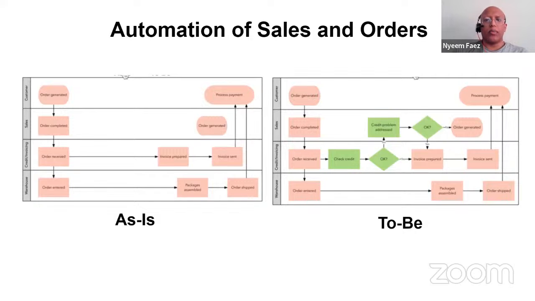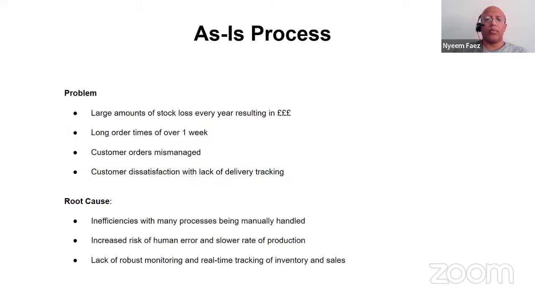I'll take you through a short example for maybe a small process such as sales and orders. How might you optimize it? We'll look at an as-is and to-be example. So in our as-is process, they have a series of problems. Within the sales and order process, they're losing a large amount of stock each year, resulting in large amounts of money being lost. There are long order times that take over a week. Customers' orders are often mismanaged and lost, or they have the wrong items packaged with them. There's high customer dissatisfaction with the lack of order tracking that they have.